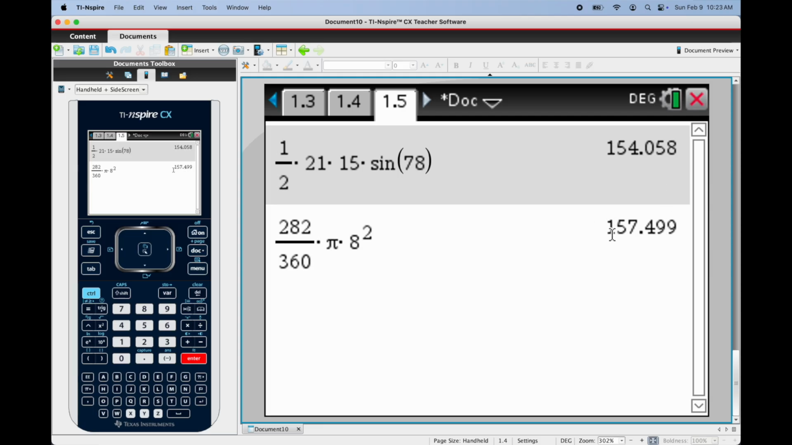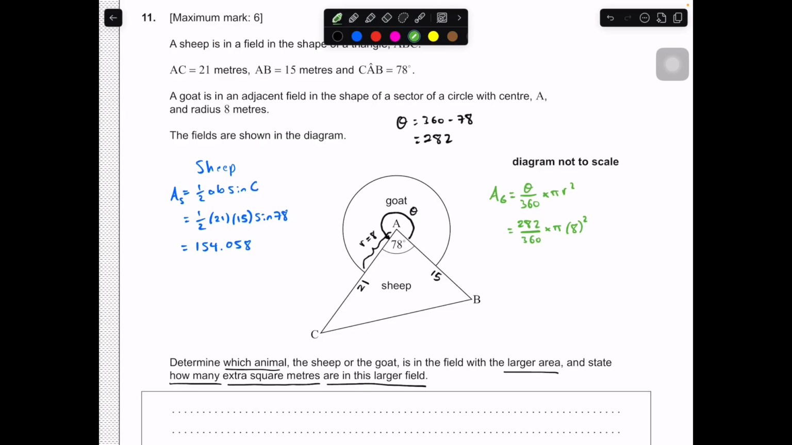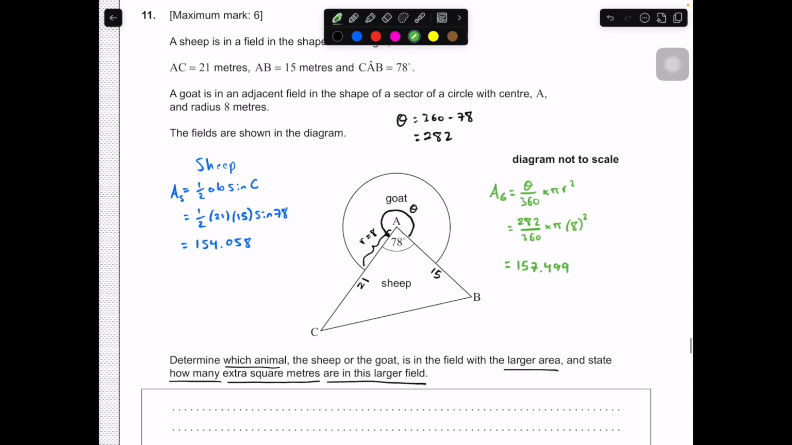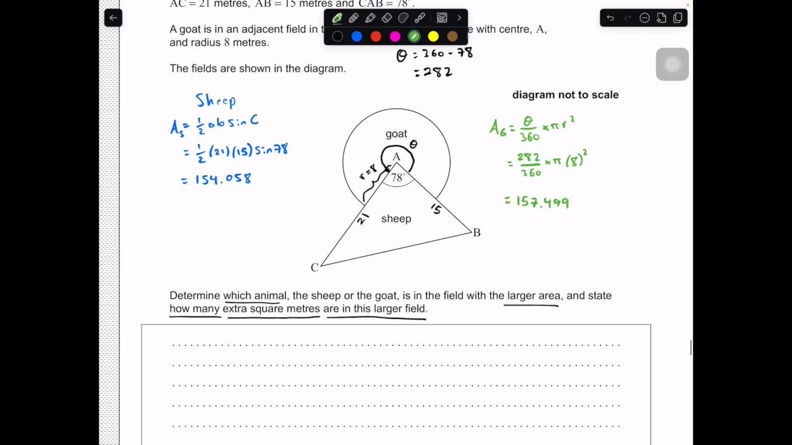If this was suddenly like 4,000, or one of these was like 12 times as large as the other, it would be some kind of indication that something has gone wrong. But these are fairly close, which should give some confidence as well. Let's go back to the document and write this out. 157.499. Okay.